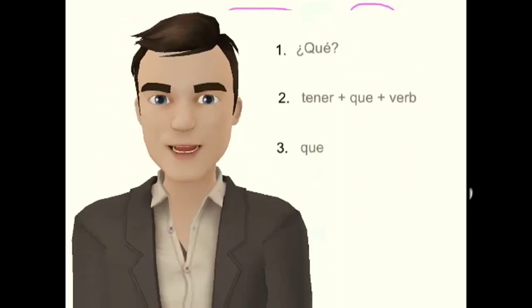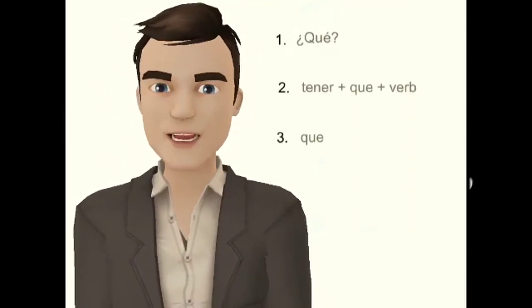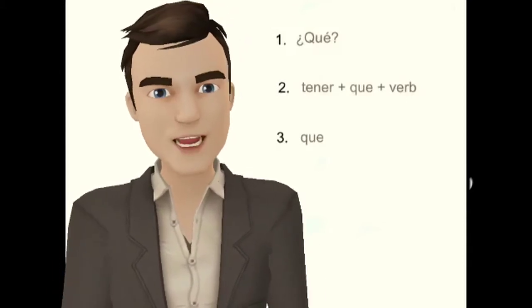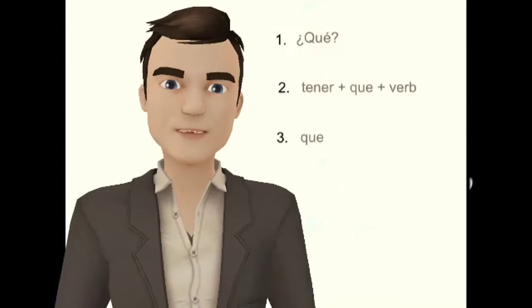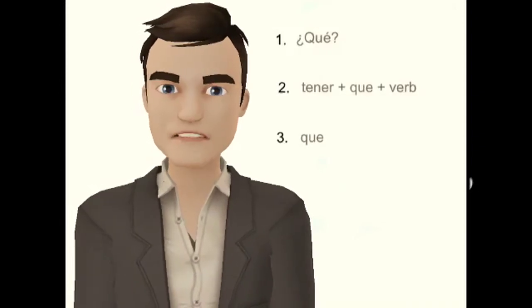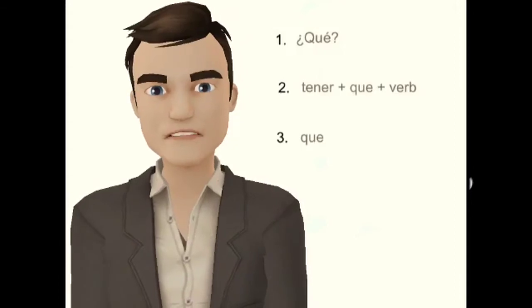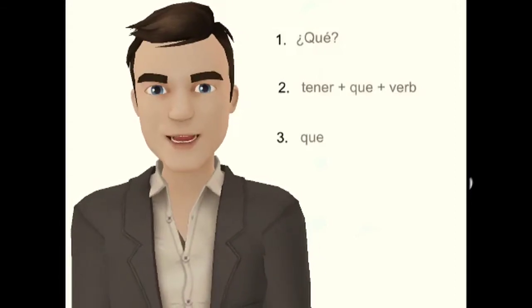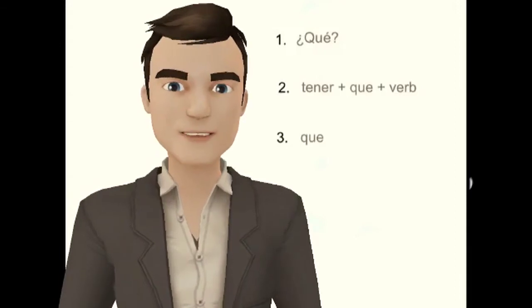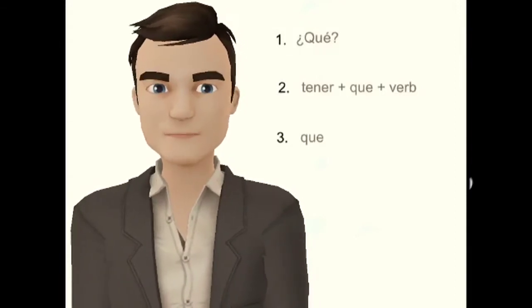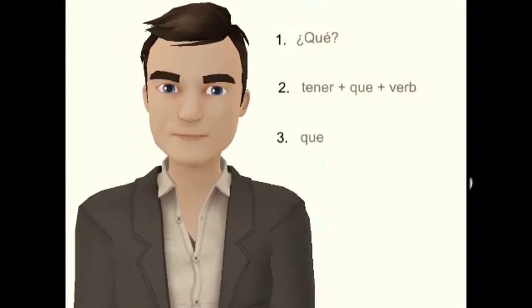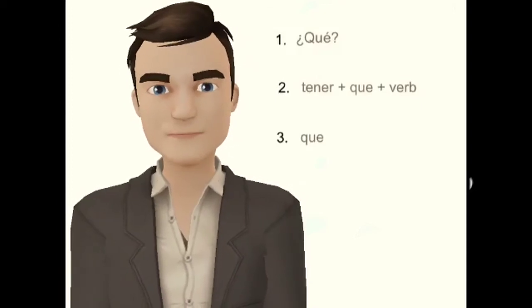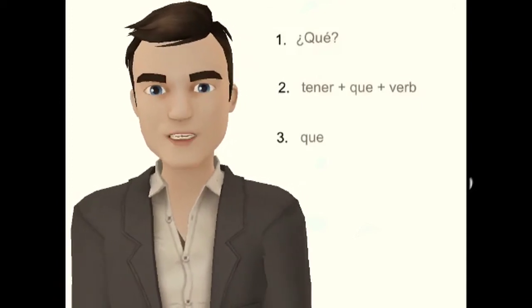In review, you now know three uses of the word que. The first one is as a question. What? ¿Qué? The second is to express to have to do something. Tengo que estudiar. I have to study. And the third is to break up a sentence so that you can use another subject and another conjugated verb. Like in the example you're familiar with in class, ¿crees que un robot puede pensar? Sí, creo que un robot puede pensar.